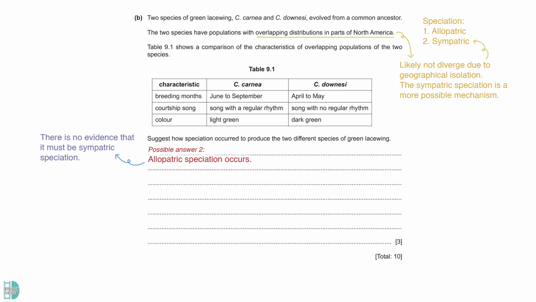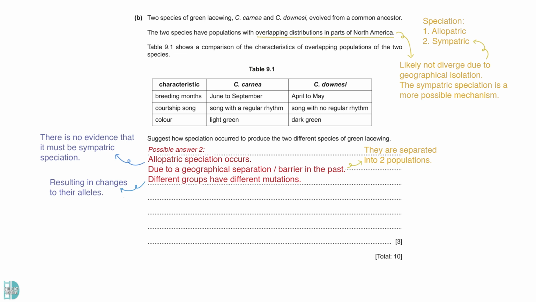Due to the lack of supporting evidence, allopatric speciation can be accepted as well. Allopatric speciation is always due to geographical separation. There may have been a physical barrier in the past that separated the population into different groups. Different groups have different mutations, resulting in changes to their alleles. They also experience different selection pressures as the environmental conditions are not the same in the two geographical regions.